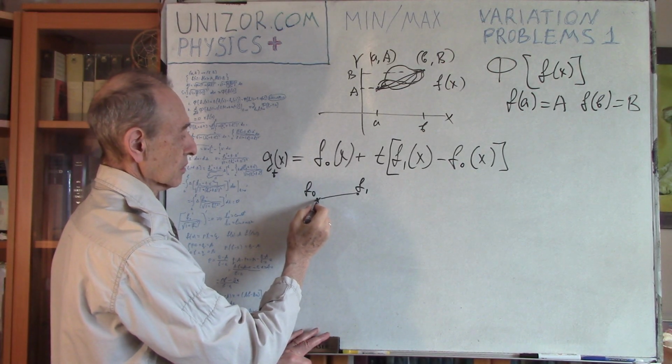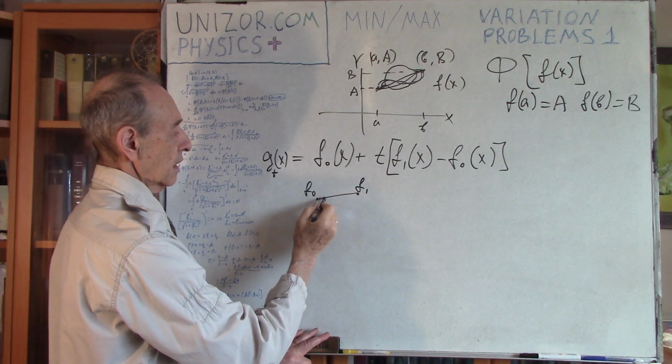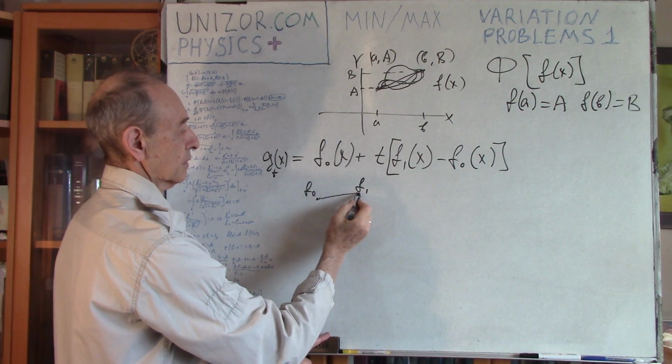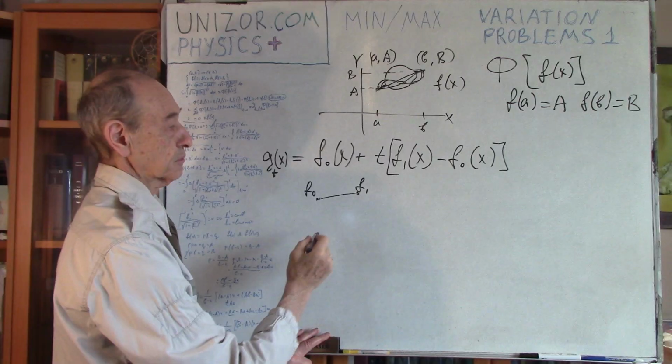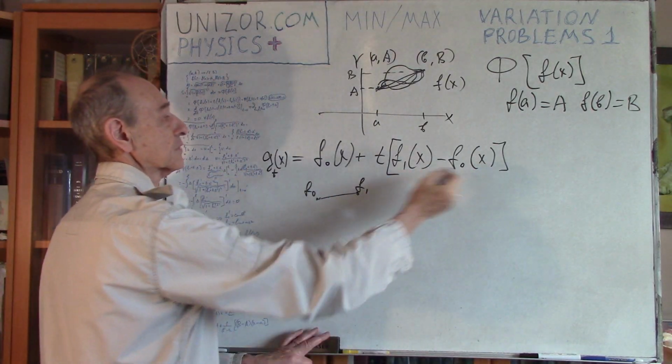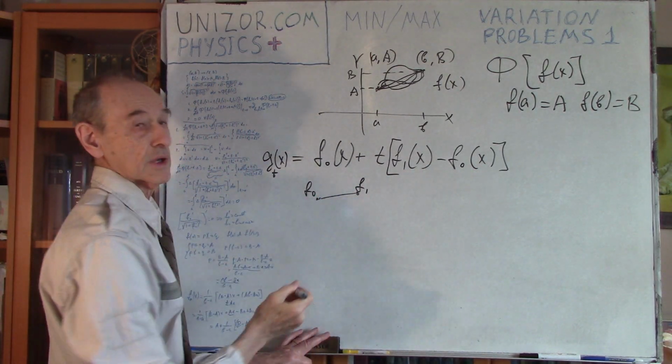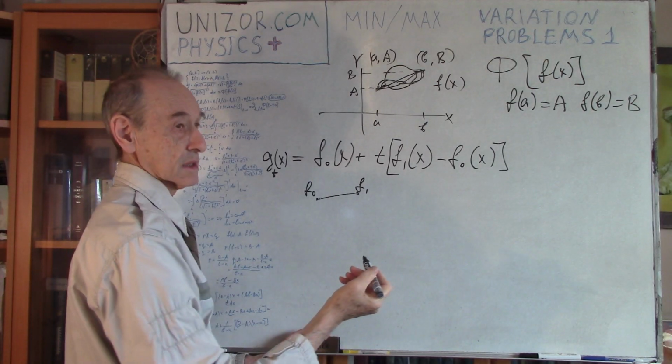When t is equal to 0, this g would be here, and then it would be closer and closer to f1, and when t is equal to 1, it will be f1. So these represent all the different functions between f0 and f1. What do we do next?